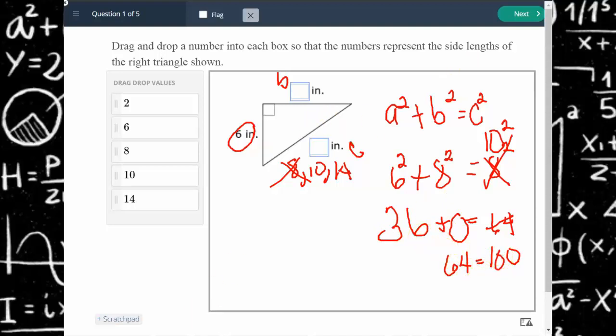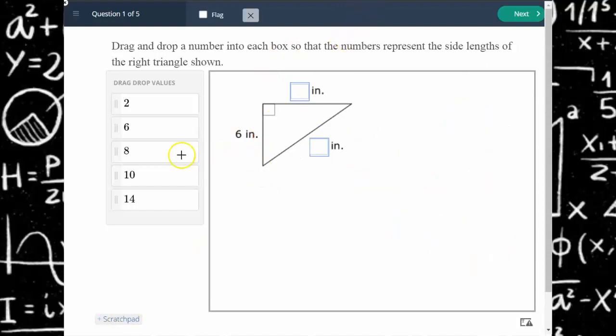So I now can stop and come back and drag and drop my answers. The other leg would be 8. And the hypotenuse would be 10. Next.